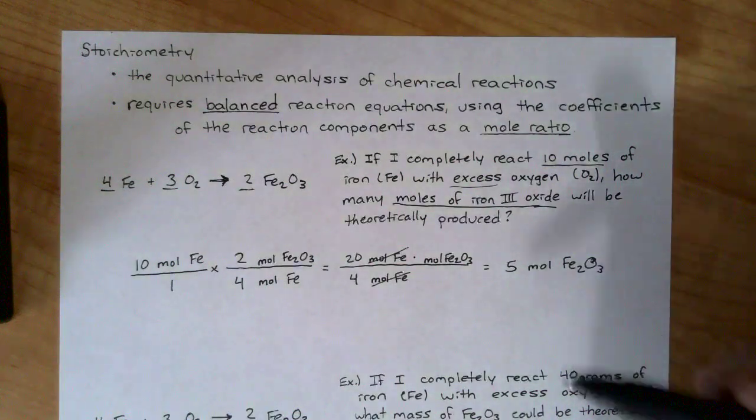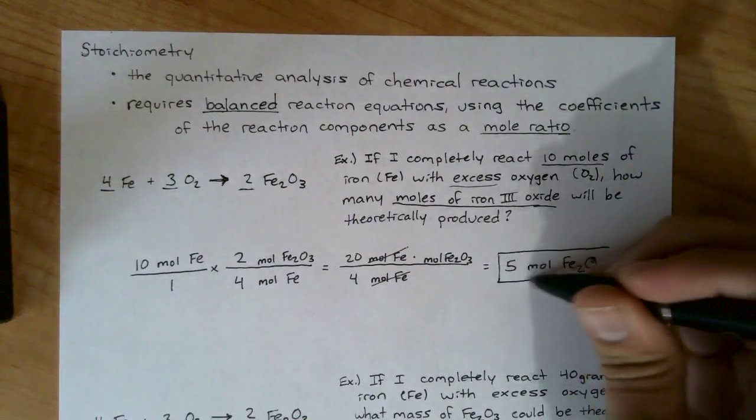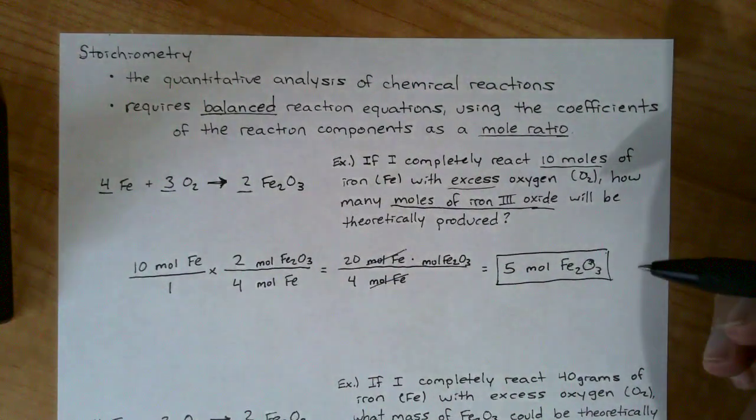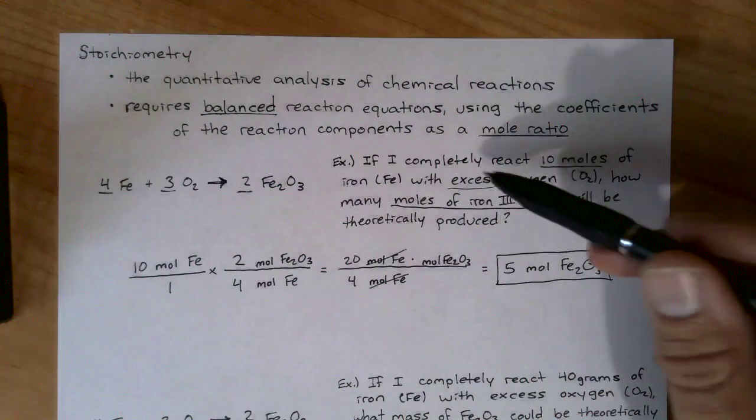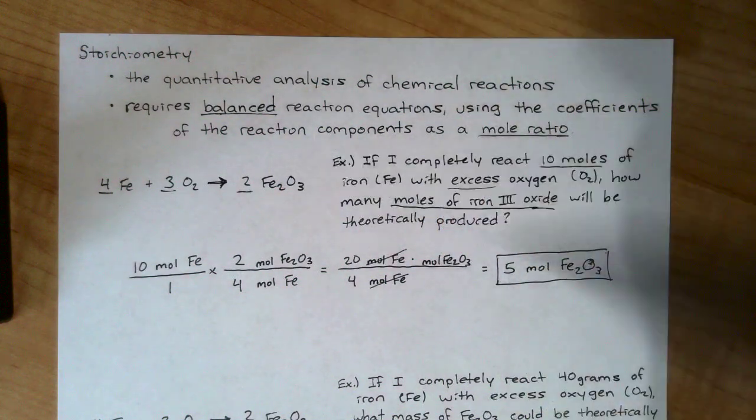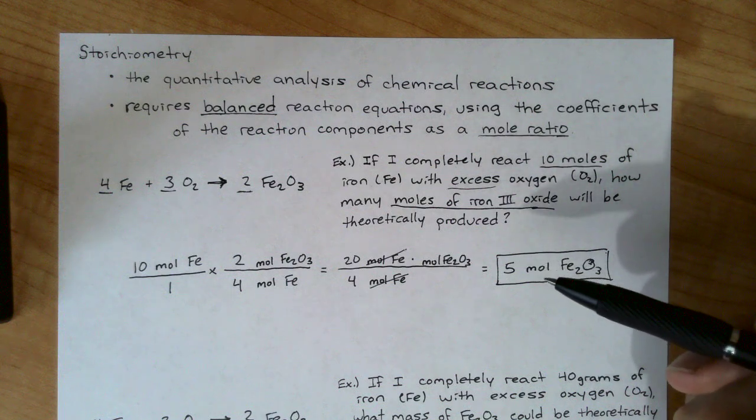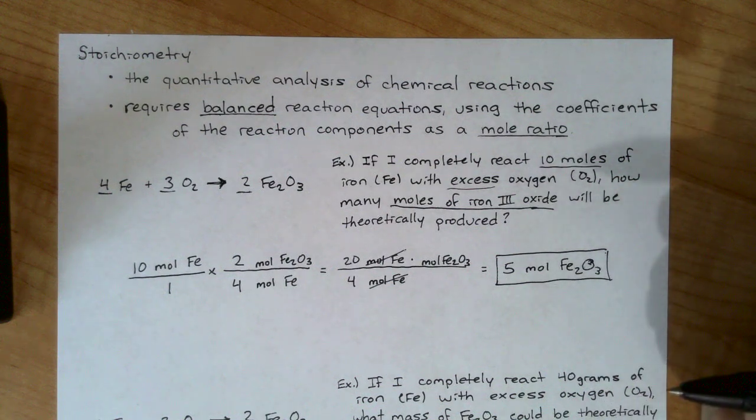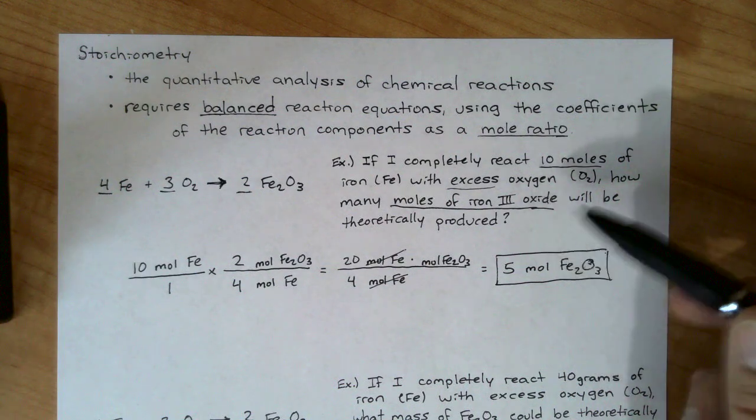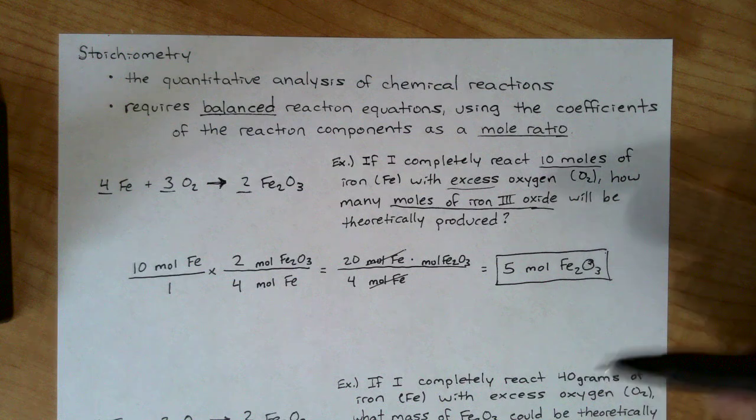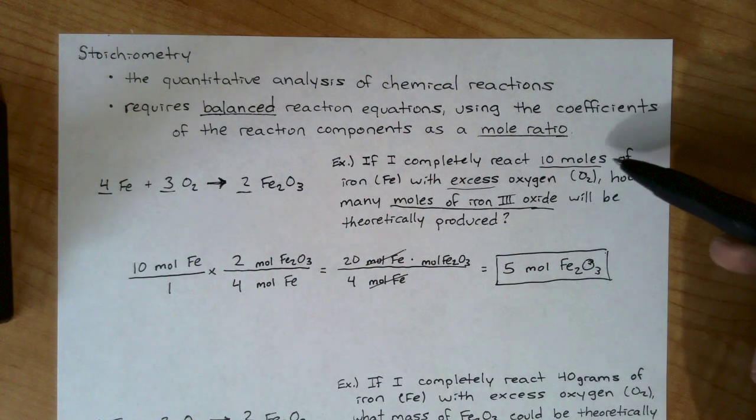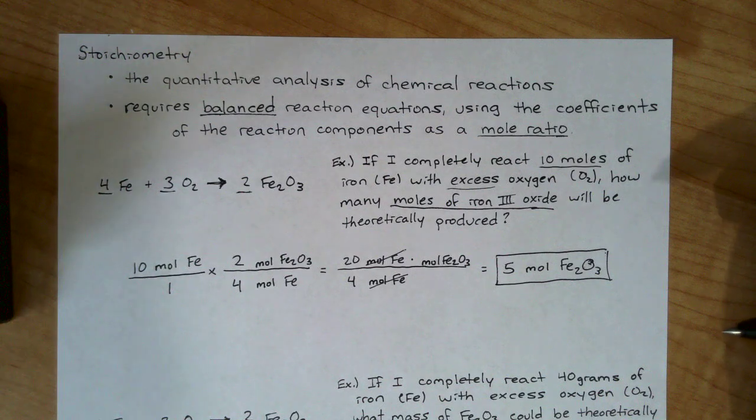Now here's the deal. What does this answer mean? That's more important than just finding the answer, is understanding what it means. If I completely react 10 moles of iron in this reaction, I will make, theoretically, 5 moles of iron(III) oxide. And the reason we say theoretically as a clarifier is that's in a perfect world. It's totally possible that if I did this reaction in real life, a little bit of iron might get sprinkled off to the side and we wouldn't actually react all 10 moles of iron, or something might go wrong.